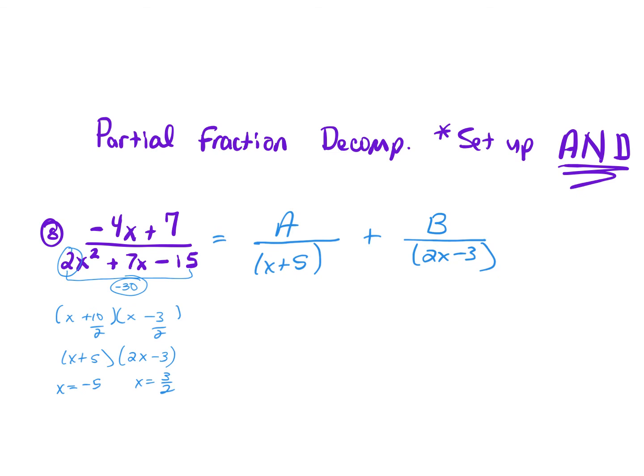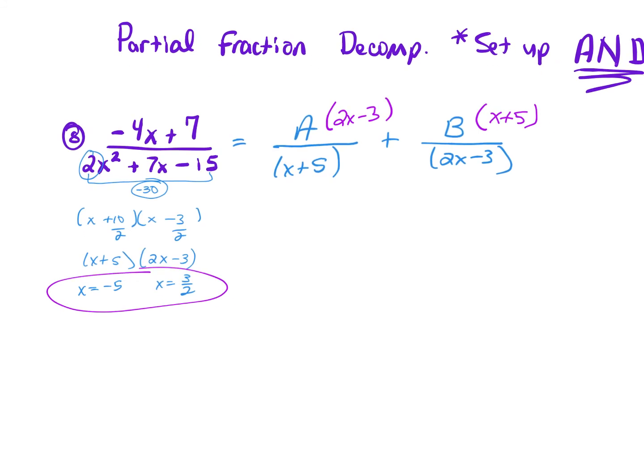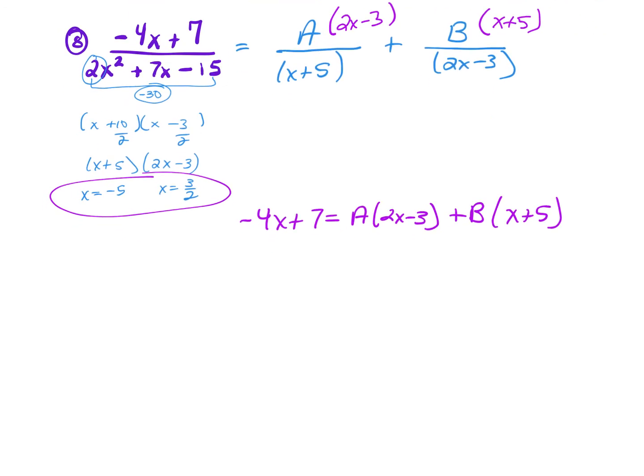So this part of the solving, right, there's the setup. Here's the solving part. I have to look at each fraction individually, and say, okay, my first fraction has the x plus 5. What piece is it missing from the other denominator? The 2x minus 3. So then on B, I have the 2x minus 3. What piece is it missing? The x plus 5. And now we have an equivalent statement that we can write down and then plug in our x values. So we have negative 4x plus 7 equals a times 2x minus 3 plus b times x plus 5. So I'm going to evaluate this twice.